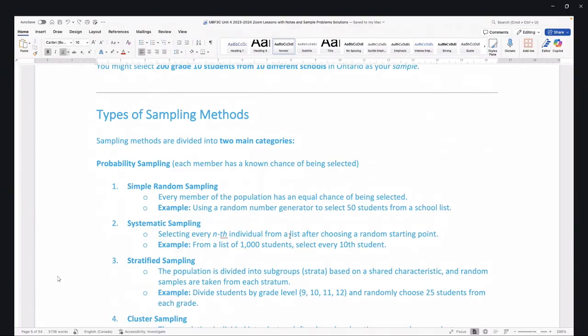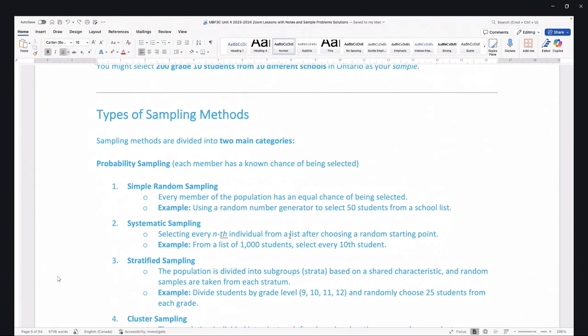So every fifth person or every fourth person, or if it's a large group, 1,000 students, you're going to select every 10th student. So number 10, number 20, number 30, number 40. So all of the individuals will be numbered from 1 to 1,000. You're going to pick number 10, 20, 30, 40, 50, 60, 70, 80, 90, 100, 110, 120, 130, and so on.